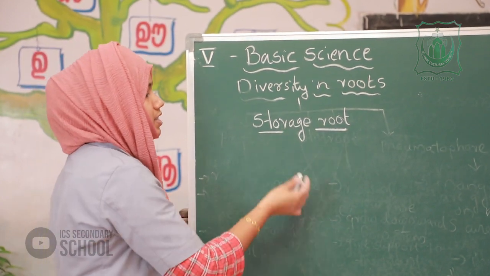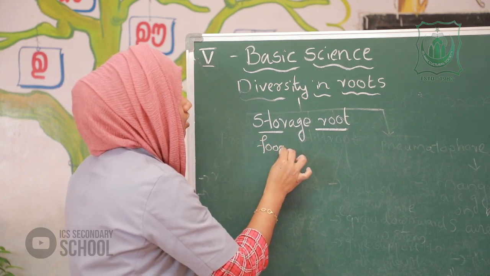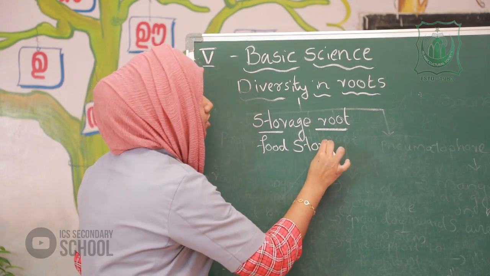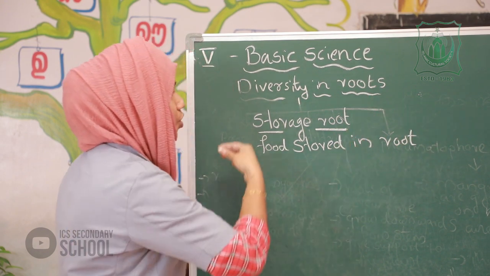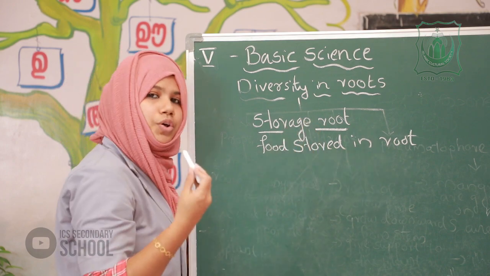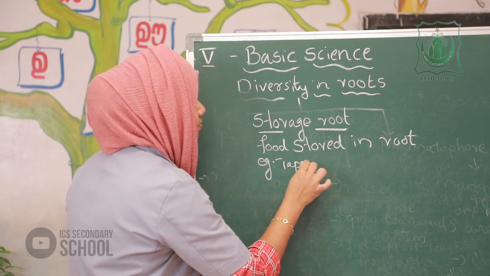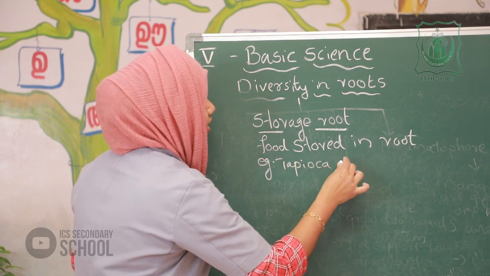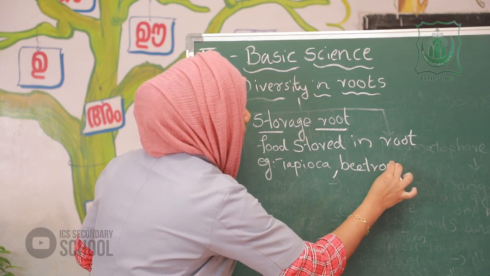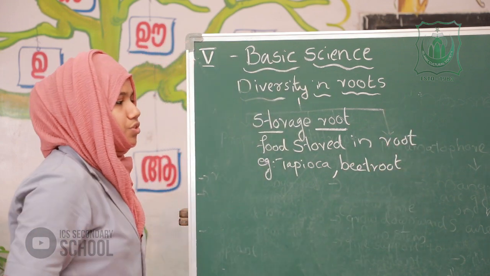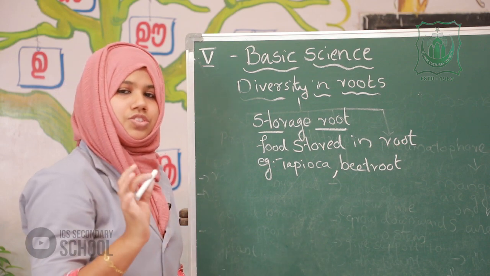Storage root means food is stored in the roots. In storage root, the food is stored in the root part. Okay. Examples: tapioca, carrot, beetroot are examples. Carrot, beetroot, radish come under this group. Storage root. Okay.